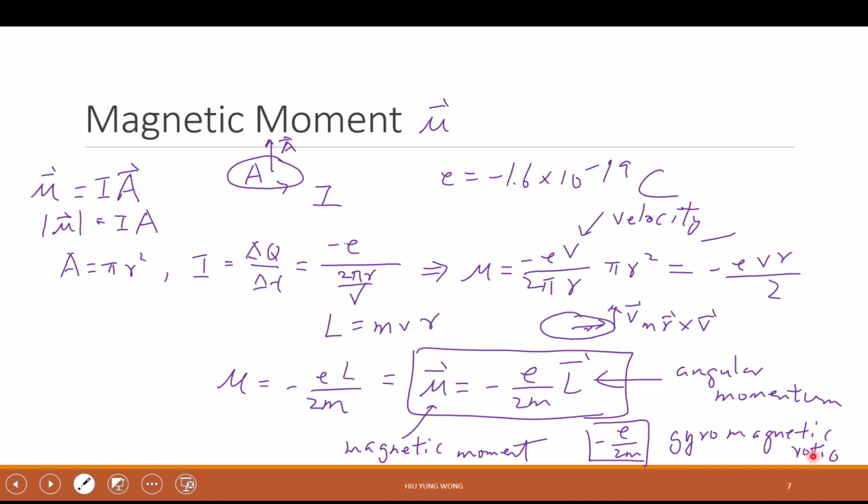So in summary, if this charged particle has this angular momentum, for an electron it has a negative, opposite-direction magnetic moment. If its angular momentum is pointing up, its magnetic moment is pointing down.